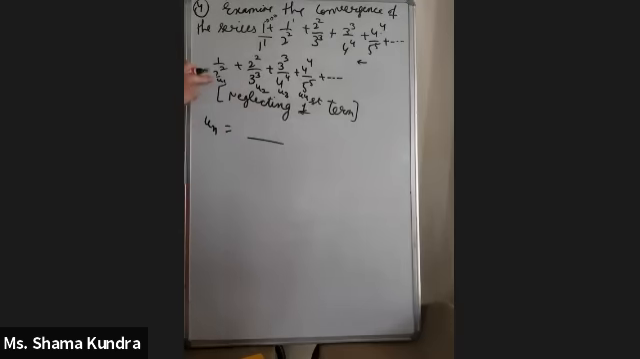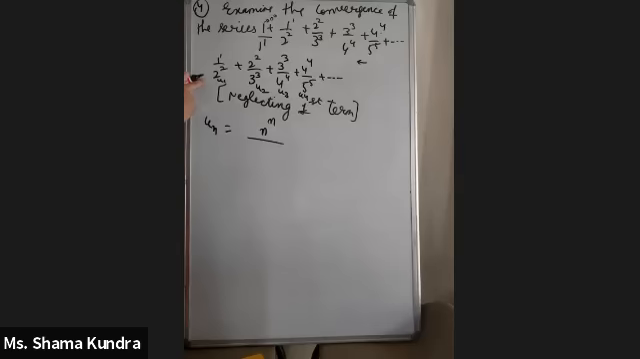See, for u1 we have 1 raised to power 1. For u2 we have 2 raised to power 2. For u3 we have 3 raised to power 3. For u4 we have 4 raised to power 4. So for un we will have n raised to power n.